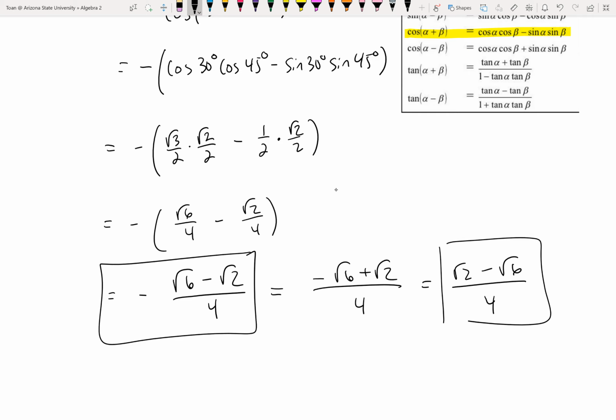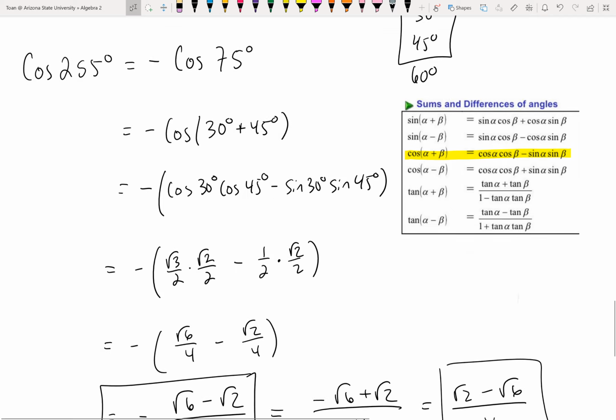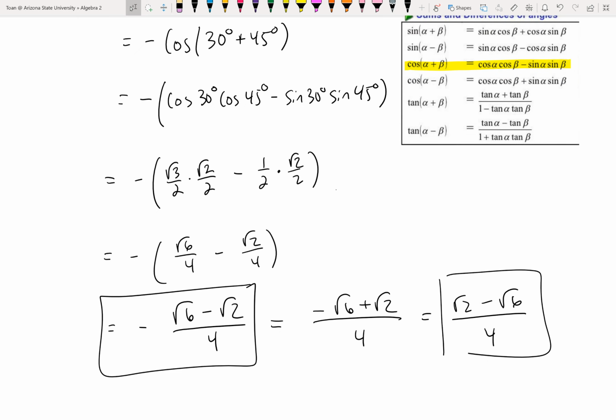And this is what I mean. If you do it one way and you don't see your answer matching, you might have to do a little bit of arithmetic to get it to match. But that's it. If I ask you to find the exact value and the angle is not special, it's going to be sums and differences or doubles or half angles, depending on how you work it. So that was the solution.